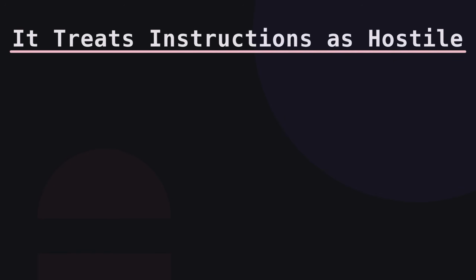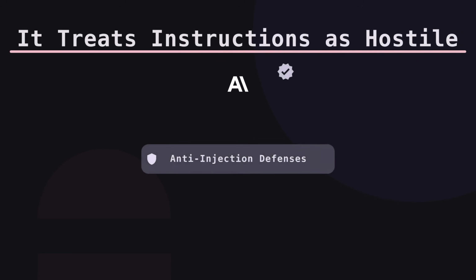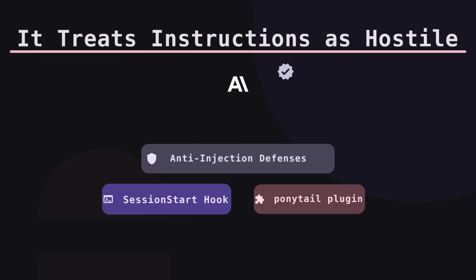Here's the part that actually got under my skin. Anthropic leaned hard into anti-injection defenses this release, and the model treats anything shaped like injected instructions as hostile, no matter where it actually came from. I run a session start hook, similar to what the Ponytail plugin does, that hands the model its own working instructions on boot. Which, by the way, Ponytail is a really great plugin that you should check. The link is in the description below.